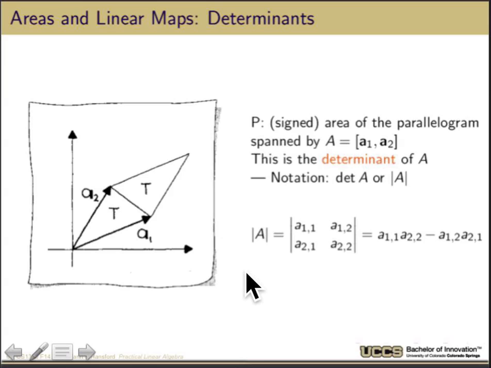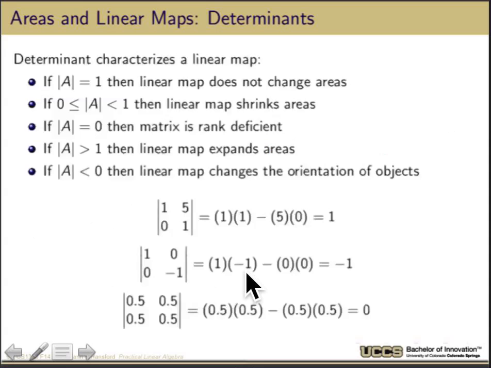Okay, we're going to see the determinant again when we get to higher dimensions. It becomes a little bit more complicated, but the nice thing about this is it tells us a lot just by looking at that determinant. You should be able to answer questions. If the determinant is 1, then the linear map does not change the area of the map.